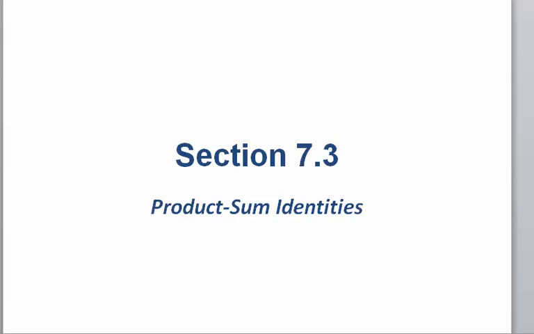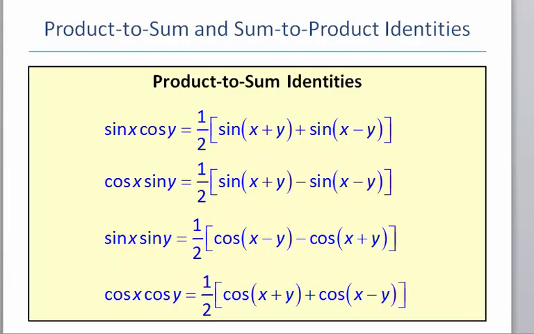We'll now continue with section 7.3, this time looking at product to sum identities and sum to product identities. We're going to begin with the product to sum identities. You can see that we have 4 identities listed on the screen. We're going to look at an example to see how to apply these identities.